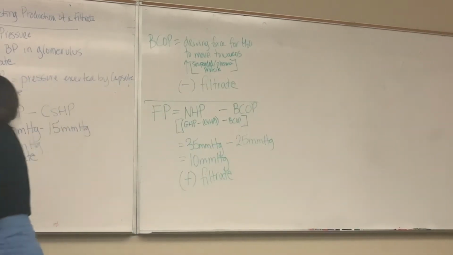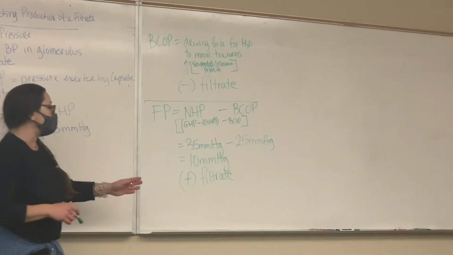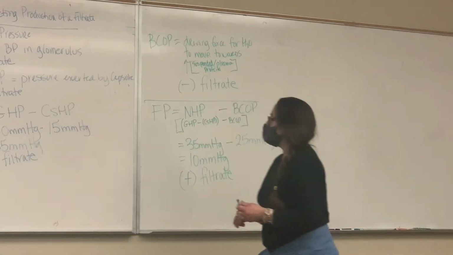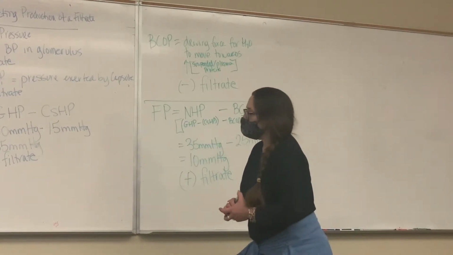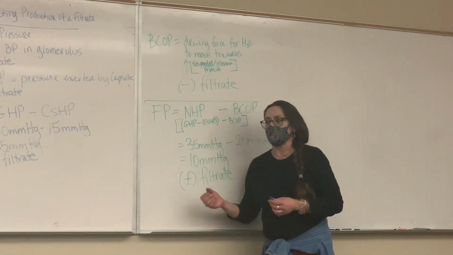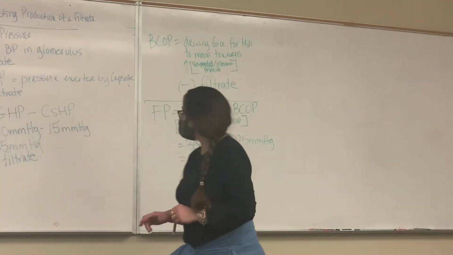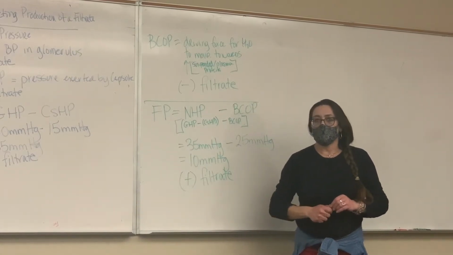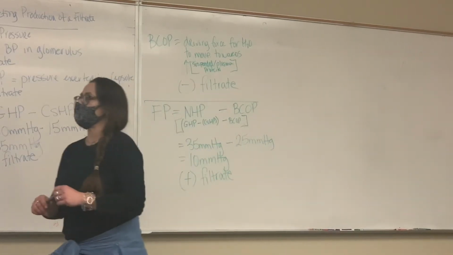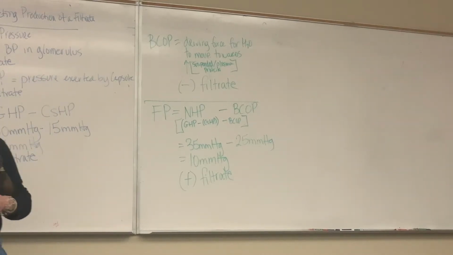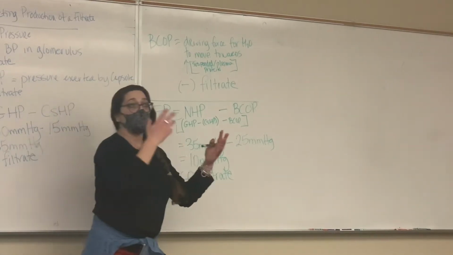Now, the thing to keep in mind is there will be times when that number becomes 0. There will be times when that number is a negative number. So let's say this number was 0. If our filtration pressure is 0, will we produce a filtrate? No. And if we don't produce a filtrate, then that means we won't be producing what very shortly thereafter? Urine. So if we don't have a filtrate, we can't produce urine, okay?